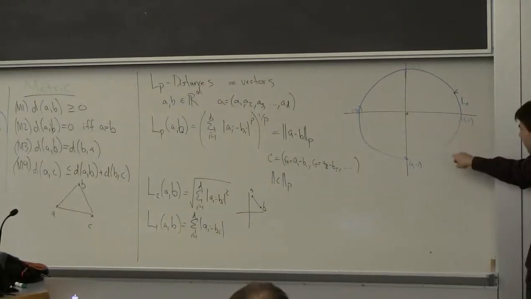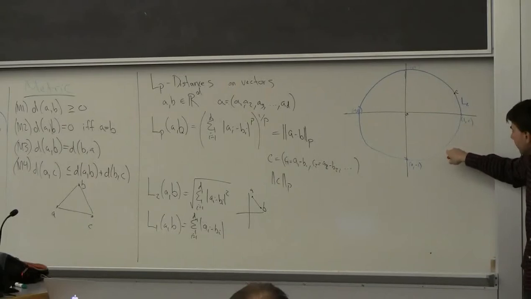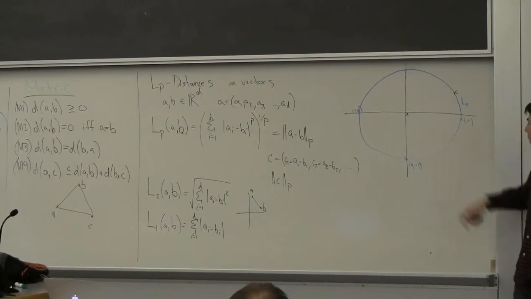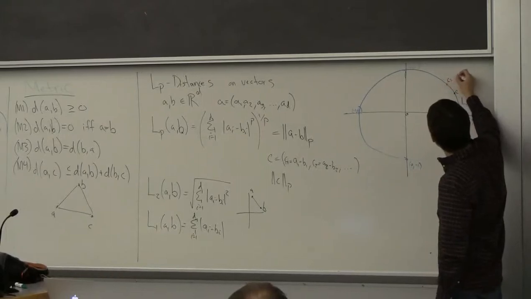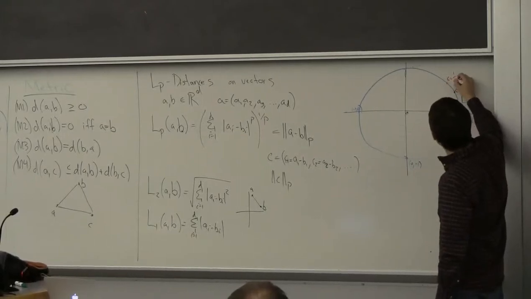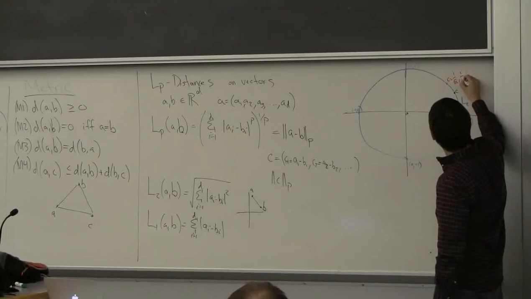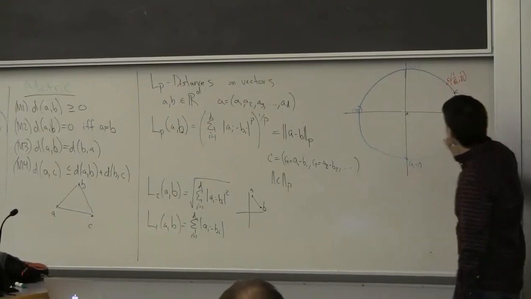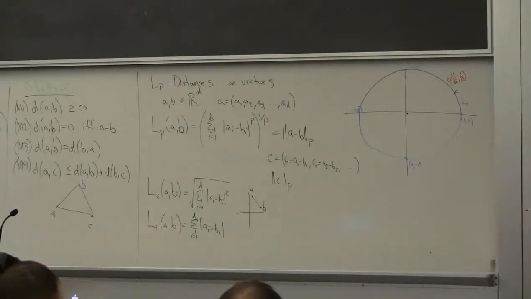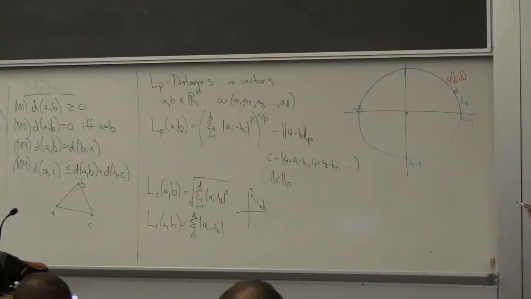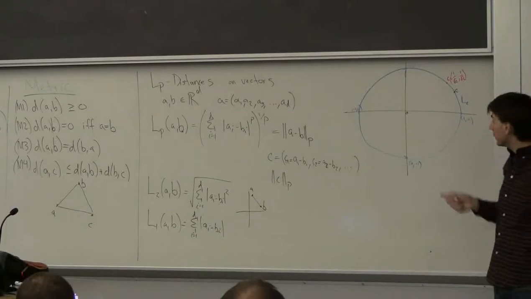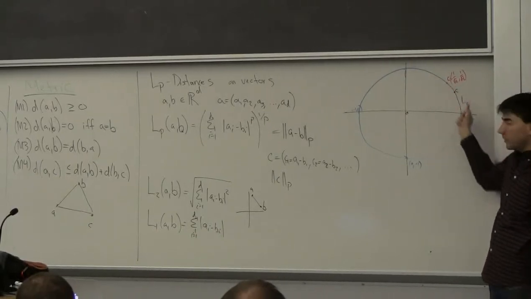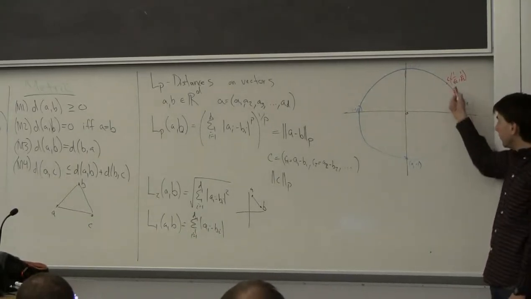So how about a point, let's look at this point right here. Let's say C was equal to (1 over square root 2, 1 over square root 2). Okay? So if I look at this distance from the origin under the L2 distance, this is on the unit circle, so I claim this should be a distance of 1.